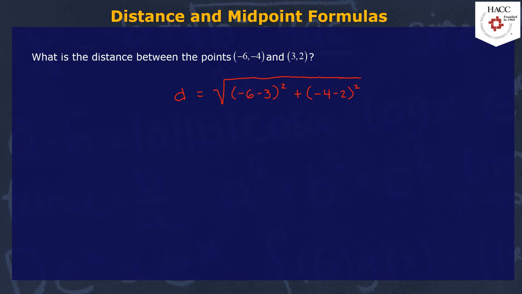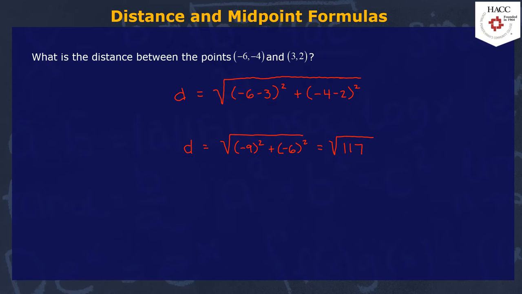So the difference of my x coordinates is -6 minus 3. The difference of my y coordinates is -4 minus 2. Make sure you're always subtracting x from x and y from y. Students will sometimes mix up x's and y's, and that's a common mistake that students make. When I work this through, I get the square root of 117.